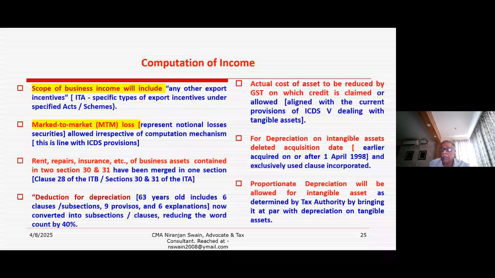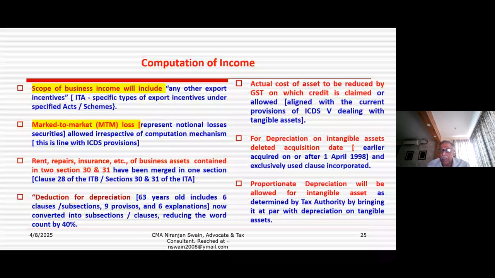The actual cost of the asset is to be reduced by GST on which input tax credit is taken. If you have taken input tax credit, you cannot make it part of the cost for depreciation. This was not in the IT Act actually, but as per the principle, if I have taken the credit, then in the books of accounts I am definitely not capitalizing it. Once taken, it is not going to be capitalized. But that was not in the IT provision. So now they have made it very clear.